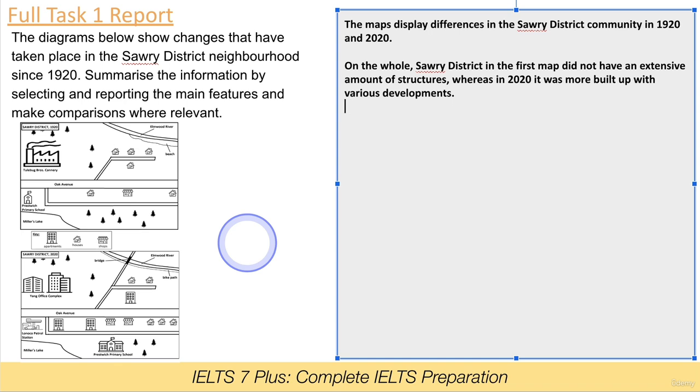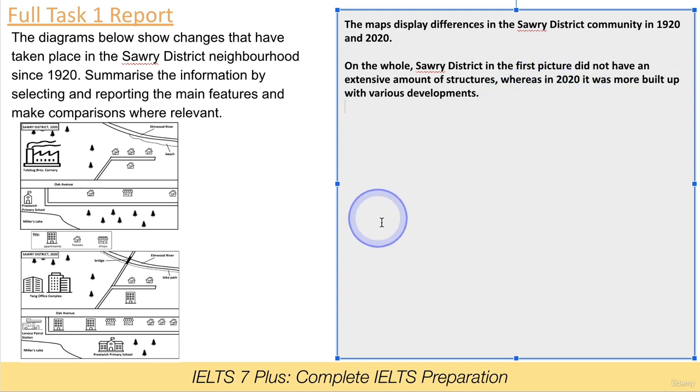Oh, okay, let's read this back. On the whole, the Sari district in the first picture did not have an extensive amount of structures, whereas in 2020 it was more built up with various developments. Okay, I think that's good.